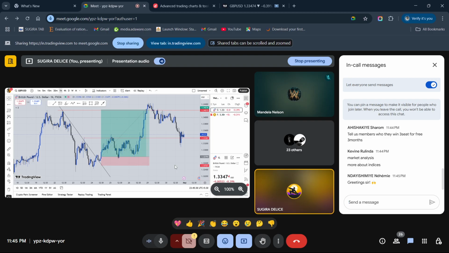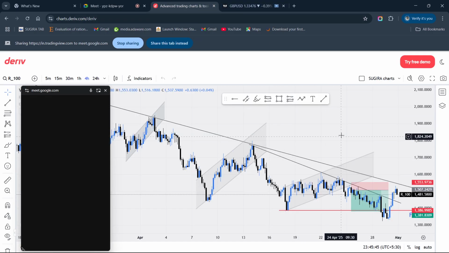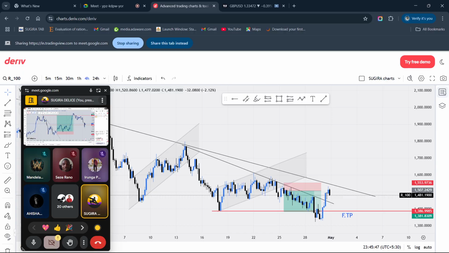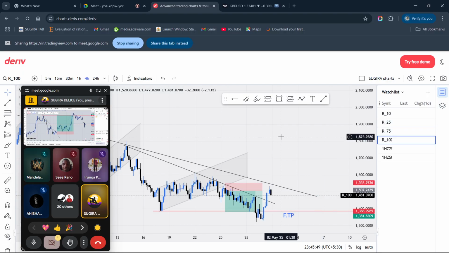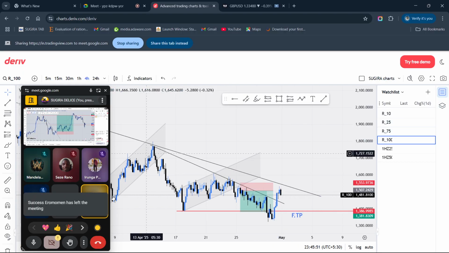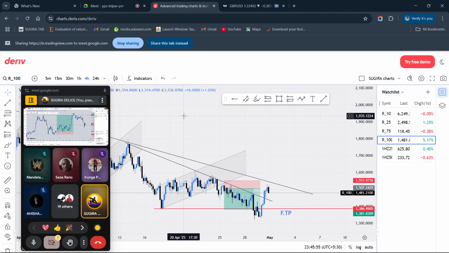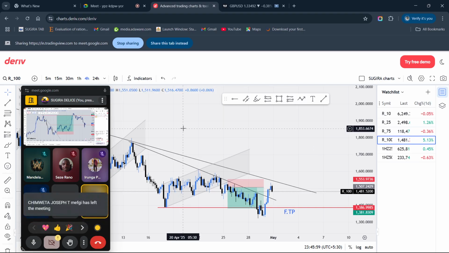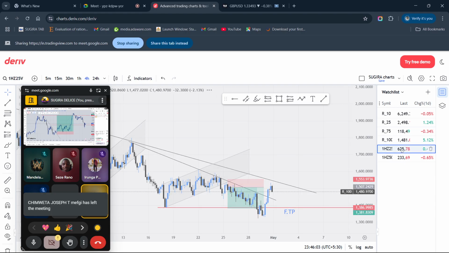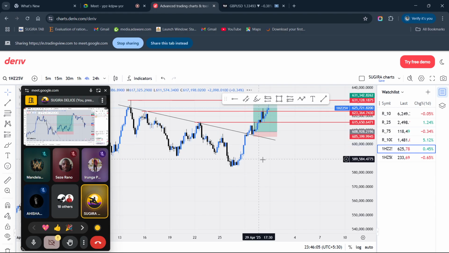Great things. All right. More about indices. As well, the chart you can see is already there. I'm gonna be mixing the indices. I'm gonna be analyzing indices and as well forex pairs. So it's gonna be all on that.